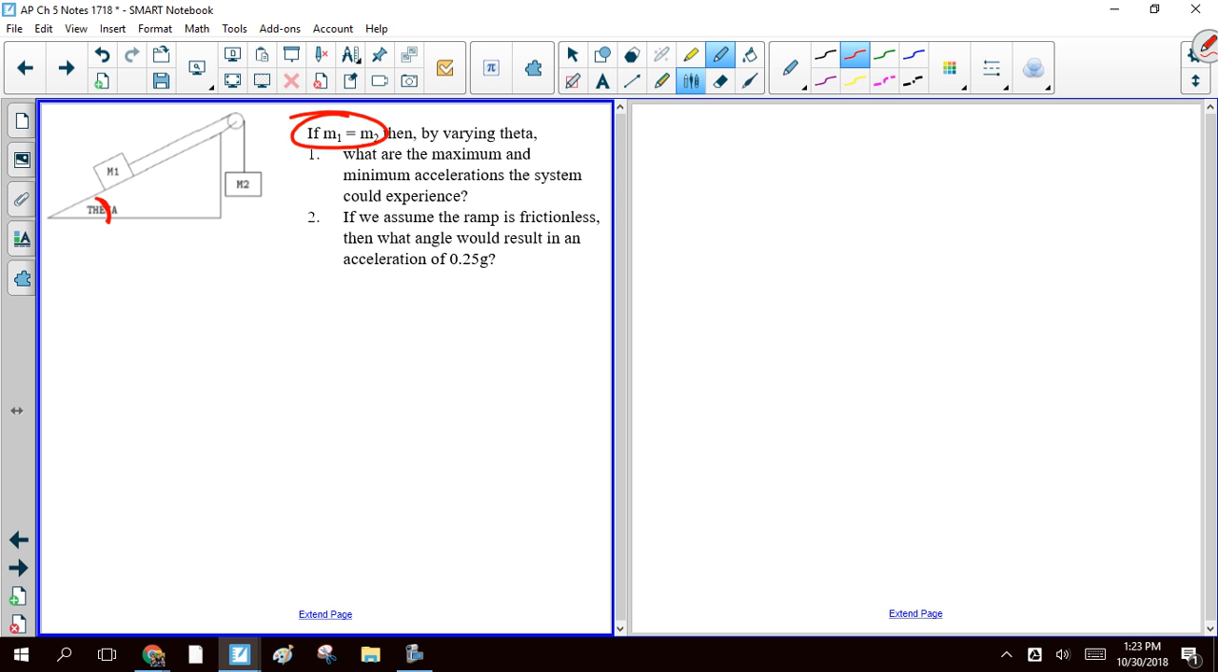So let's run through the different possibilities. I guess at the most extreme, theta could be 90 degrees, right?